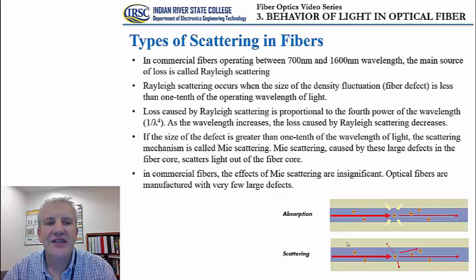If, on the other side, the size of the defect is greater than the 1/10 of the wavelength of light, the scattering mechanism is so-called Mie scattering. Mie scattering caused by these large defects in the fiber core scatters light out of the fiber core.